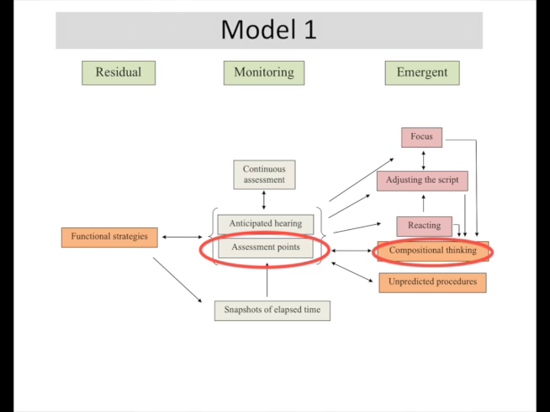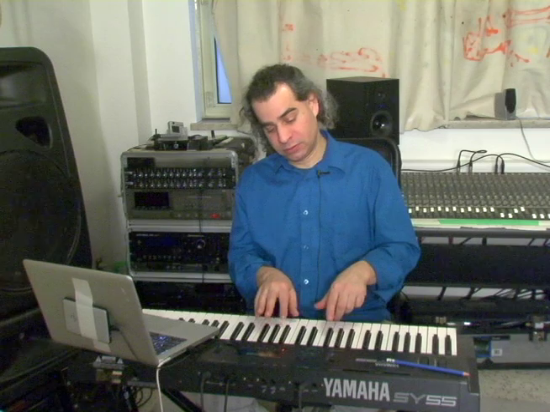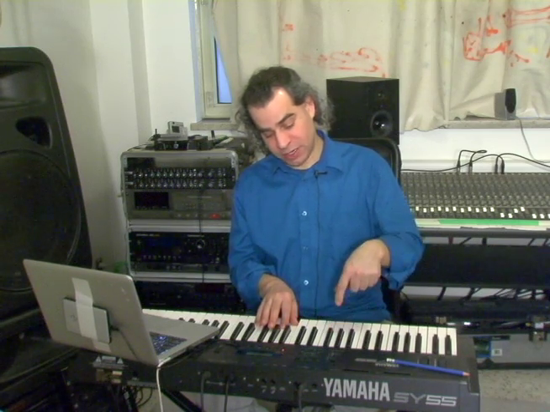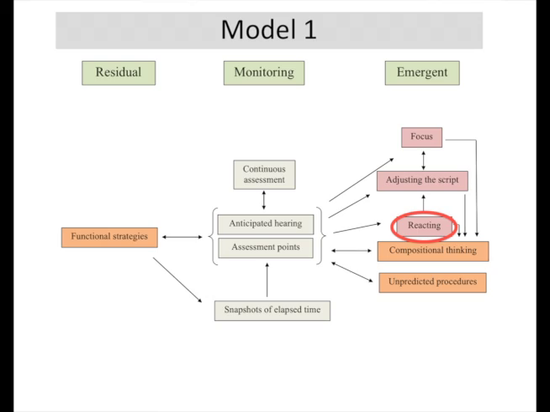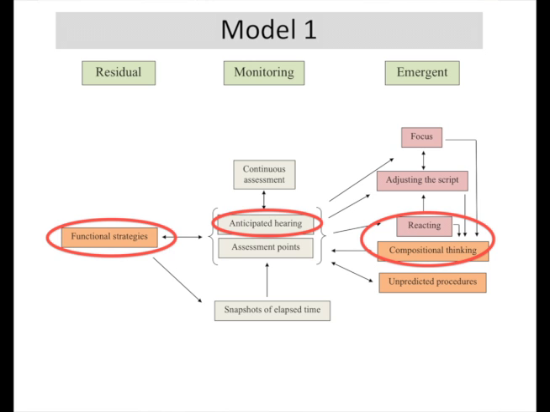And then I'm going to repeat this through my assessment points, which is actually informing my compositional thinking, saying, okay, let's repeat this pattern going half a step. So my bass is going from A to G sharp, and now this becomes a pattern that I'm reacting to. This pattern has been stored in my continuous assessment. I'm reacting to it, and I decide to apply it in further compositional thinking through my anticipated hearing and my functional strategies.